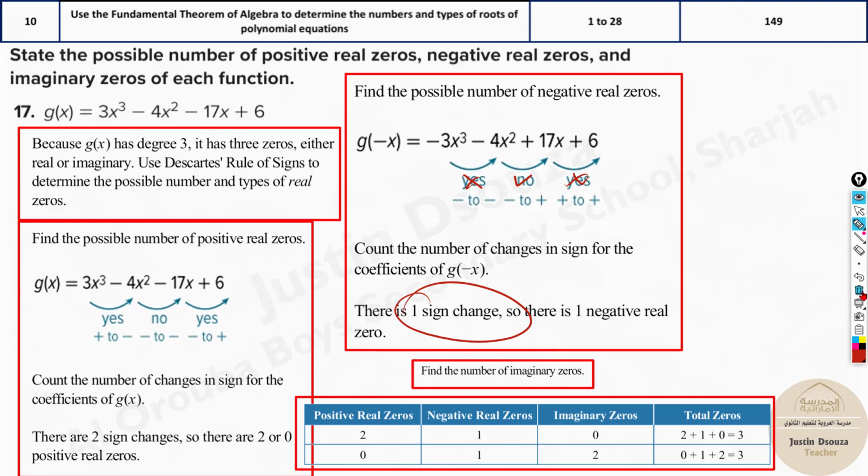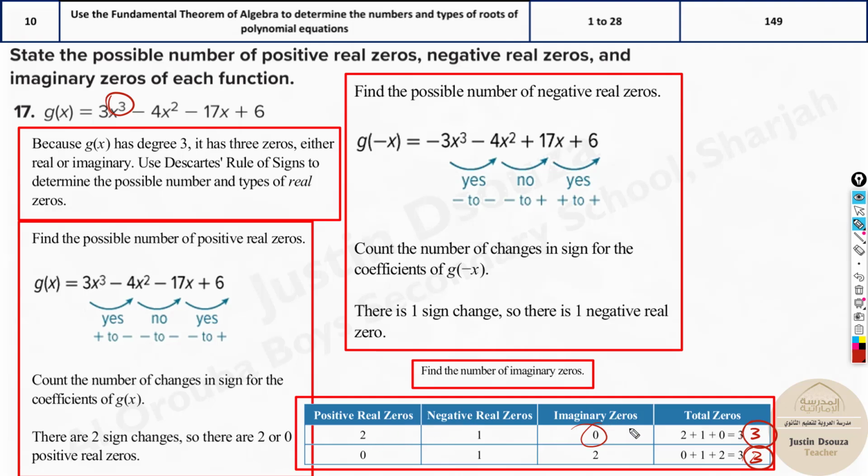Now to find the imaginary zeros, you must write the positive real zero, negative real zero, and imaginary as a table. The total cannot exceed the maximum degree. What is the maximum degree? It's power 3, right? So the total, no matter what, must be 3. It can't be more than 3. Here, positive real zeros are 2, because we got it over there. Negative real zero is 1. So if 2 and 1 over here, then it's 0. But this is the maximum we are talking about.